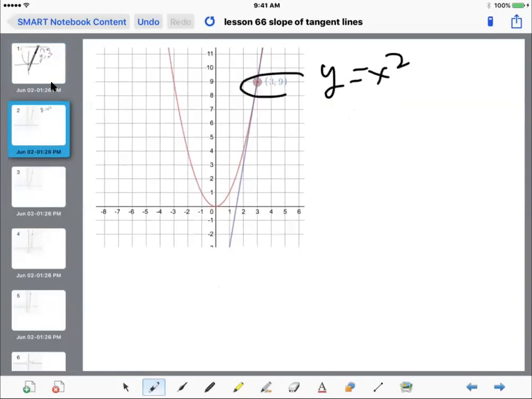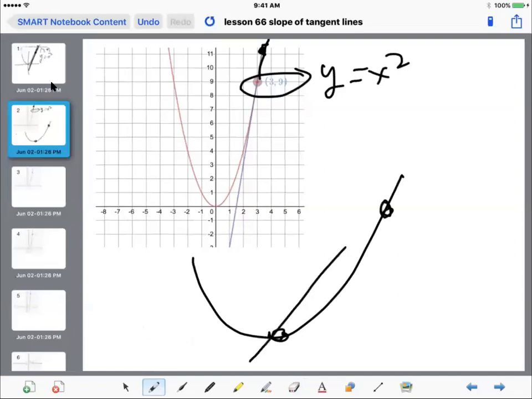And we have this point, which is 3, 9. That's the point of tangency. So what I do is I pick another point. That other point is not on the tangent line. It's actually on the parabola itself. If I exaggerate this picture, let me exaggerate it even more than that. If it was like that, and I use this point and that point, you'd be able to see that the secant line is not the same thing as the tangent line.